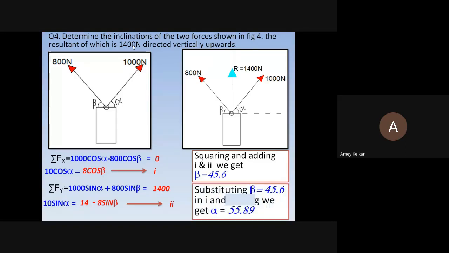Then substitute that beta value in either of the equations, 1 or 2, and you'll get the value of alpha. So here it's the game of forming two equations properly, as simple as that. There is nothing beyond this.